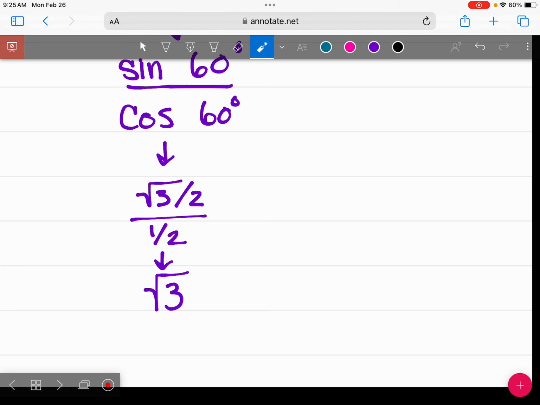Do the same thing for the tangent of 225. That one's a little harder. It's not in the first quadrant. It's going to take us a second to get around the circle there.